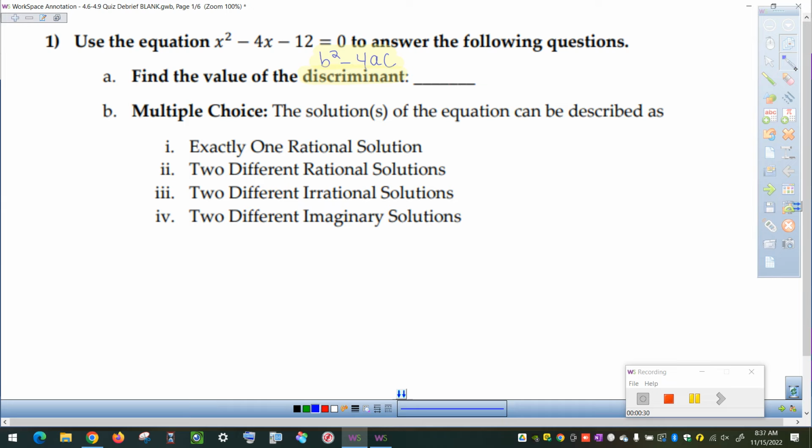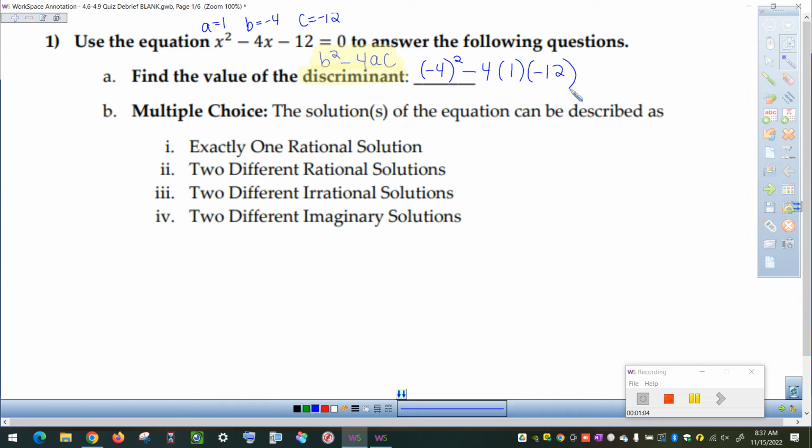Another common mistake is that sometimes students will keep the square root symbol as part of the answer for the discriminant, and you actually don't need that. It's just the number that goes under the square root. When we identify A, B, and C, we can see that A is 1, B is negative 4, and C is negative 12. When we plug the pieces in, it's going to be negative 4 squared minus 4 times 1 times negative 12.